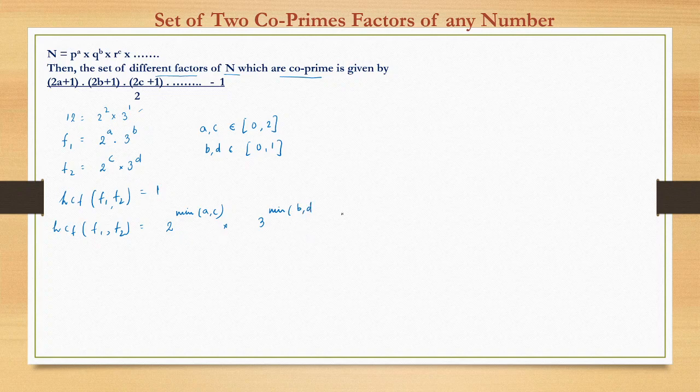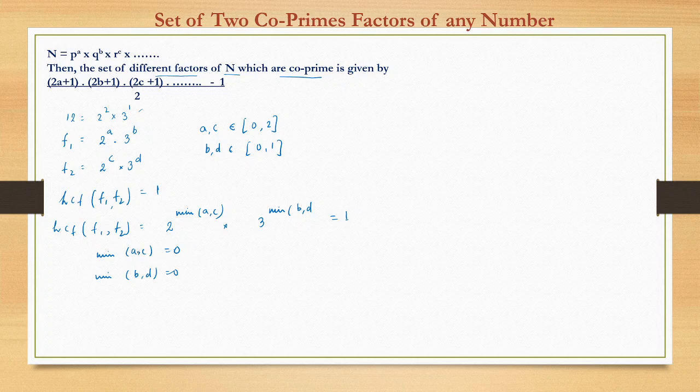So for this to be 1, for F1 and F2 being co-prime, it means that the minimum of A comma C has to be 0 and the minimum of B comma D has to be 0, right? Then only 2 raised to power 0 into 3 raised to power 0 is equal to 1. Then only it will be 1. So now see, the minimum of A comma C is to be 0.